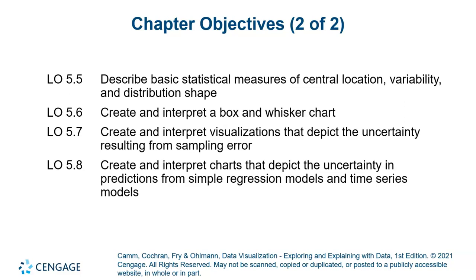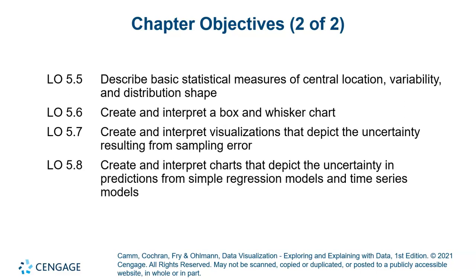The seventh objective is to create and interpret the visualization that depicts the uncertainty resulting from sampling error. So in case we take the wrong sample, what will be the impact on the visualization if the sample is biased, if the sample is not properly random, if the sample is from a specific area, not from the whole population.